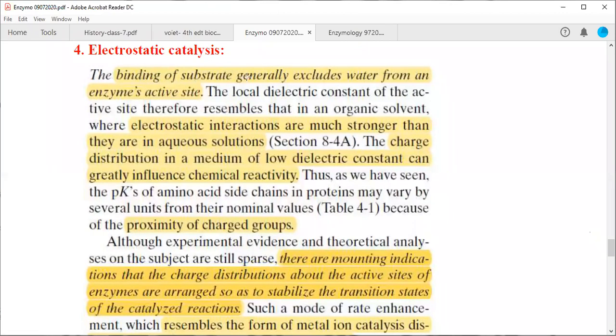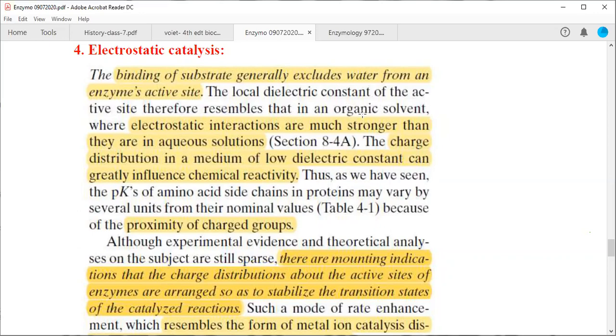So the binding of the substrate generally excludes water from the enzyme active site. You need to understand a few lines in this electrostatic catalysis before you are able to understand what is actually happening. Suppose there is a substrate. When the substrate binds to the enzyme active site, it will replace water already present at the active site. Some water molecules are already present, but once the substrate binds, these water molecules are released and excluded from there. If these water molecules are removed from the active site, there is obviously a change in the dielectric constant. So electrostatic catalysis is directly correlated to the dielectric constant at the active site.